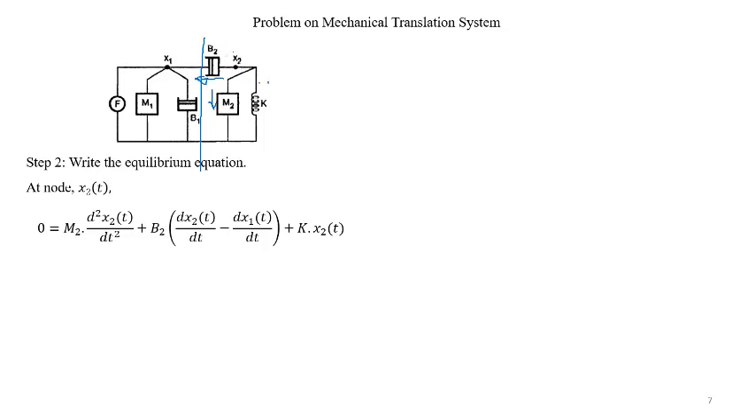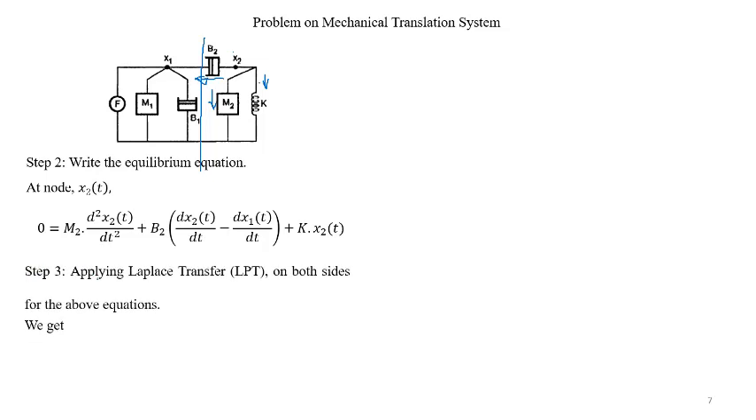Next, from here whatever is coming out, it will be k into x2 of t. All will be getting grounded. So k into x2 of t. This is another equation for x2 of t. Here we are going to monitor only on the x2 part for the equilibrium equation. Next step is applying the Laplace transform on both sides.